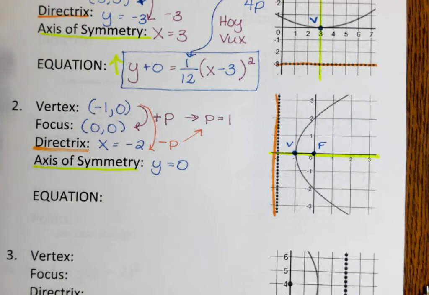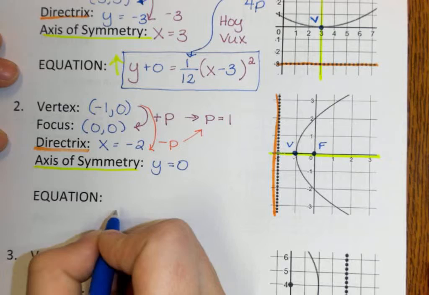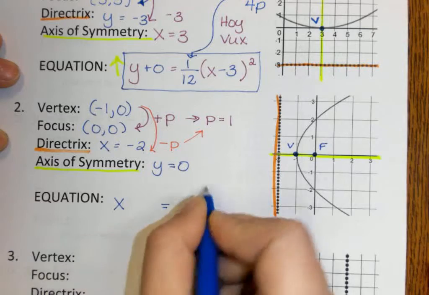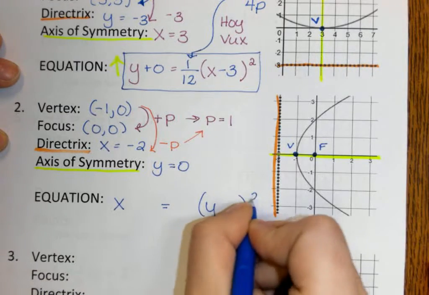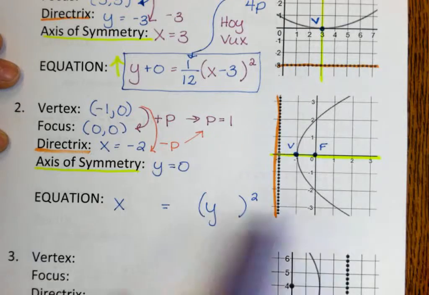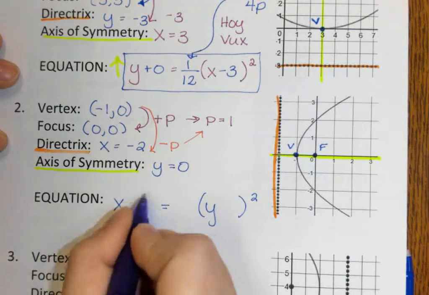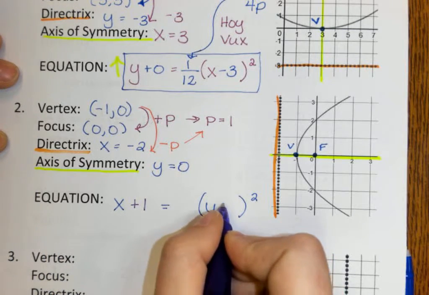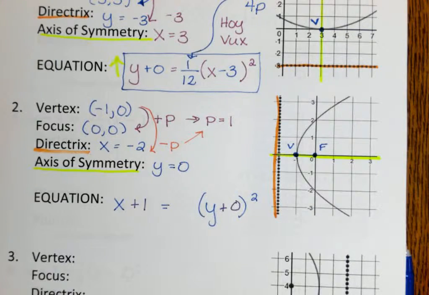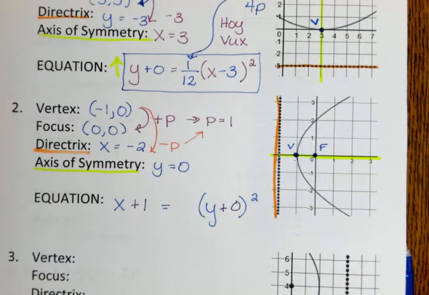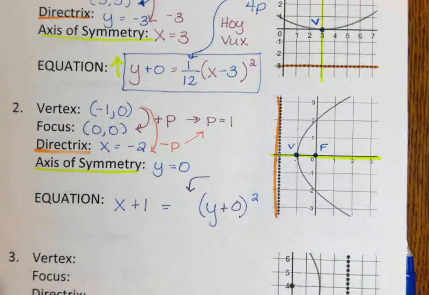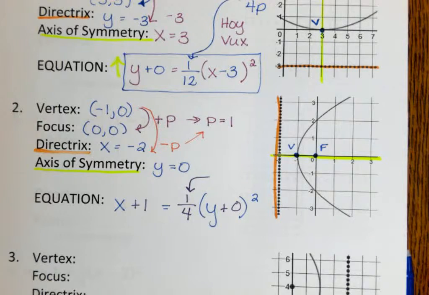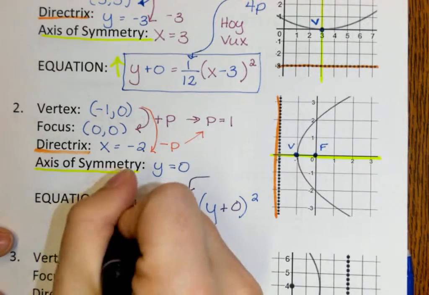Okay? So then my equation, which variable is going to go first? X, because of the direction that it opens. X is the non-squared variable. What am I going to put here? +1. What am I going to put here? Either +0 or nothing. I don't care. And what is going to go there? 1 over 4. Beautiful. So far, so good?